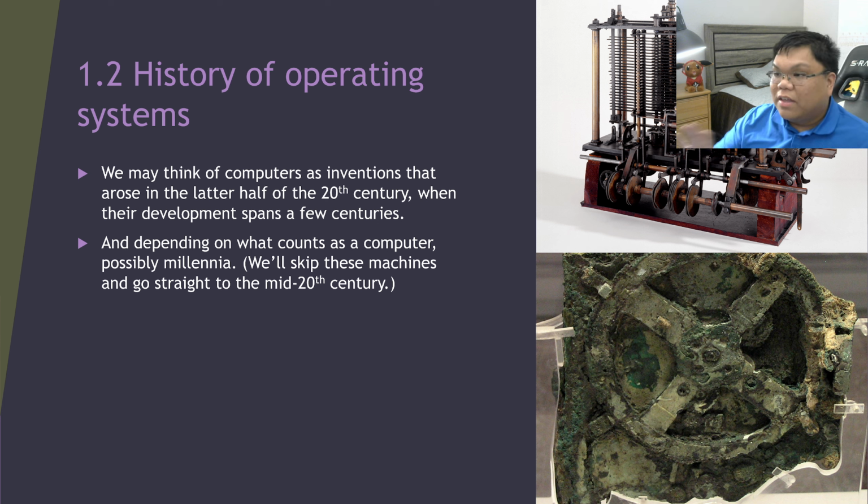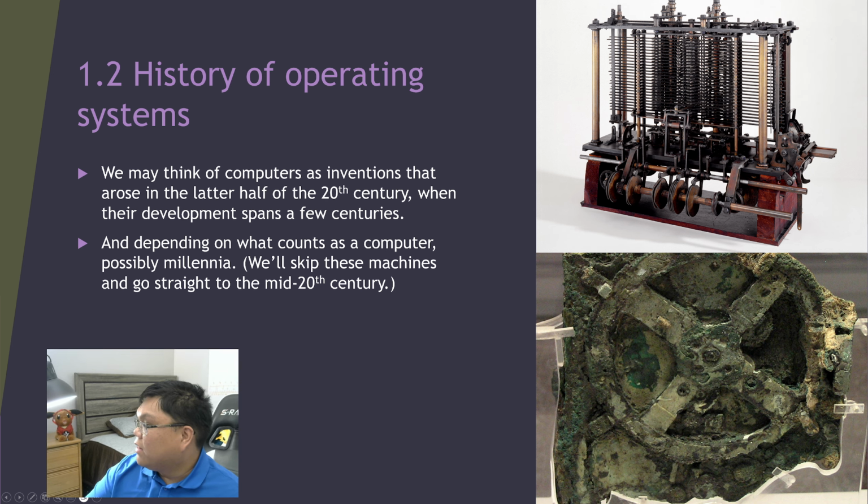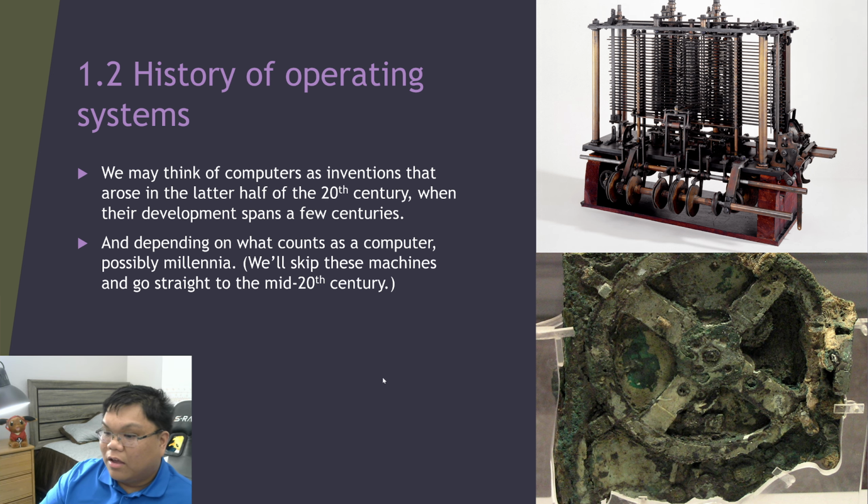Chapter 1, section 2 is about the history of operating systems. So, we may, for example, think of computers as inventions that arose in the latter half of the 20th century. But that more or less applies to operating systems. Depending on how you define what a computer is, we may have had computers for hundreds, maybe thousands of years already.